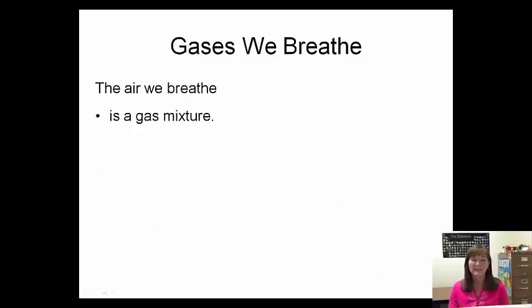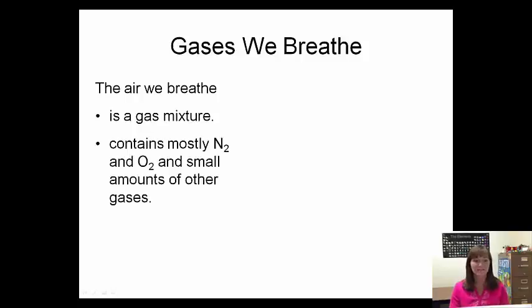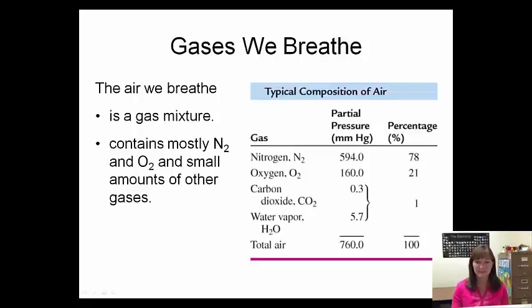The air that we breathe, I've talked a little bit about this. It is a gas mixture, so it's homogeneous. Our eyes can't see the difference, so it's just a homogeneous mixture. It contains mainly nitrogen, oxygen, and small amounts of other gases. Here is an example. I want you to focus on the partial pressures and how, in Dalton's law, the partial pressures are additive to get the total pressure. So remember, air, if we were at sea level, having a hard time finding my pointer.